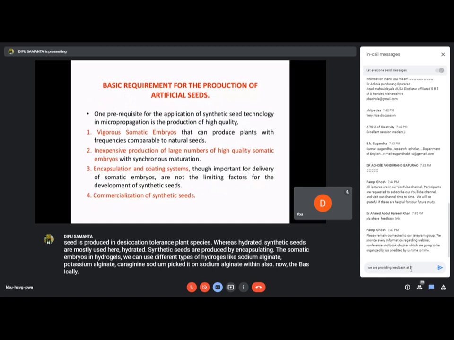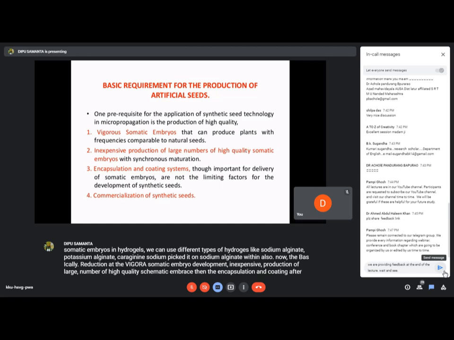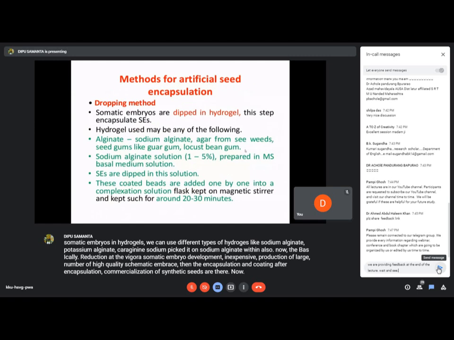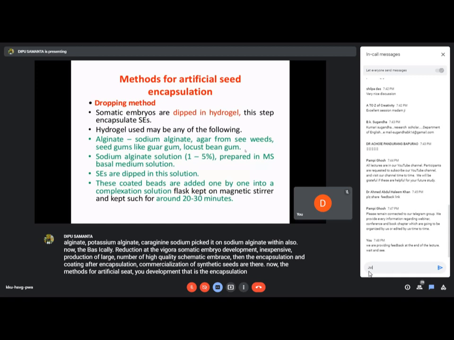Now, for agro-economic development, there is inexpensive production of a large number of high-quality somatic embryos, then encapsulation and coating, and after encapsulation, commercialization of synthetic seeds. Now, the method for artificial seed development, that is encapsulation, is the dropping method. The somatic embryos are dipped in hydrogel. This step is to encapsulate the somatic embryos. There are several hydrogels I have mentioned, such as alginate, sodium alginate, agar, etc. Somatic embryos are dipped in those solutions.